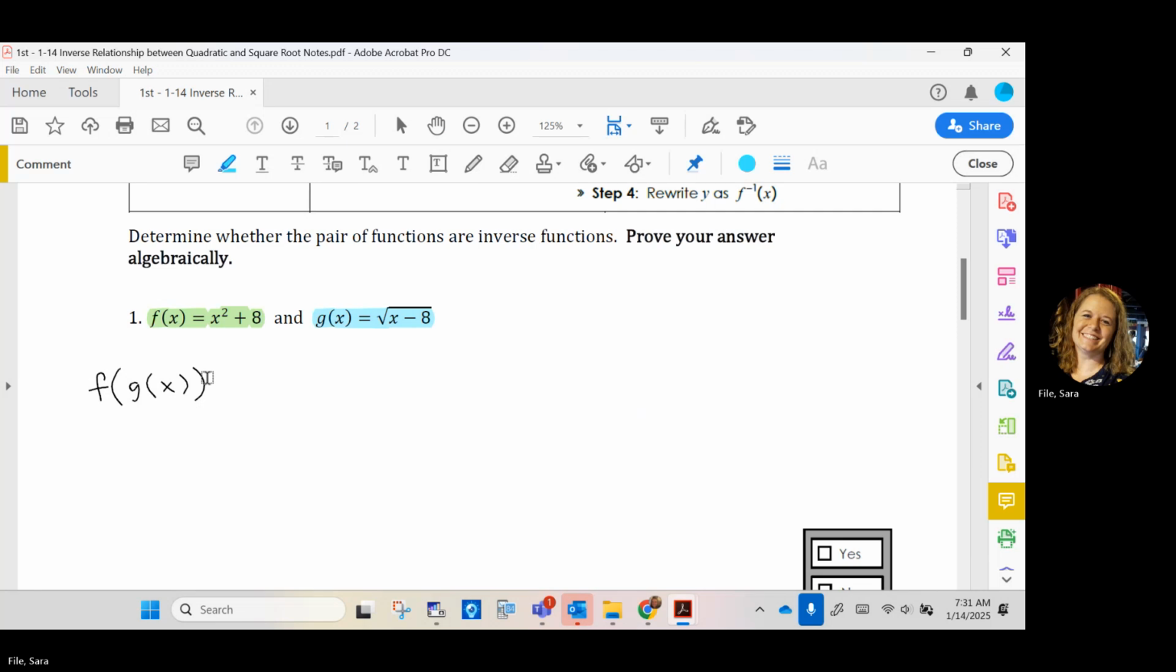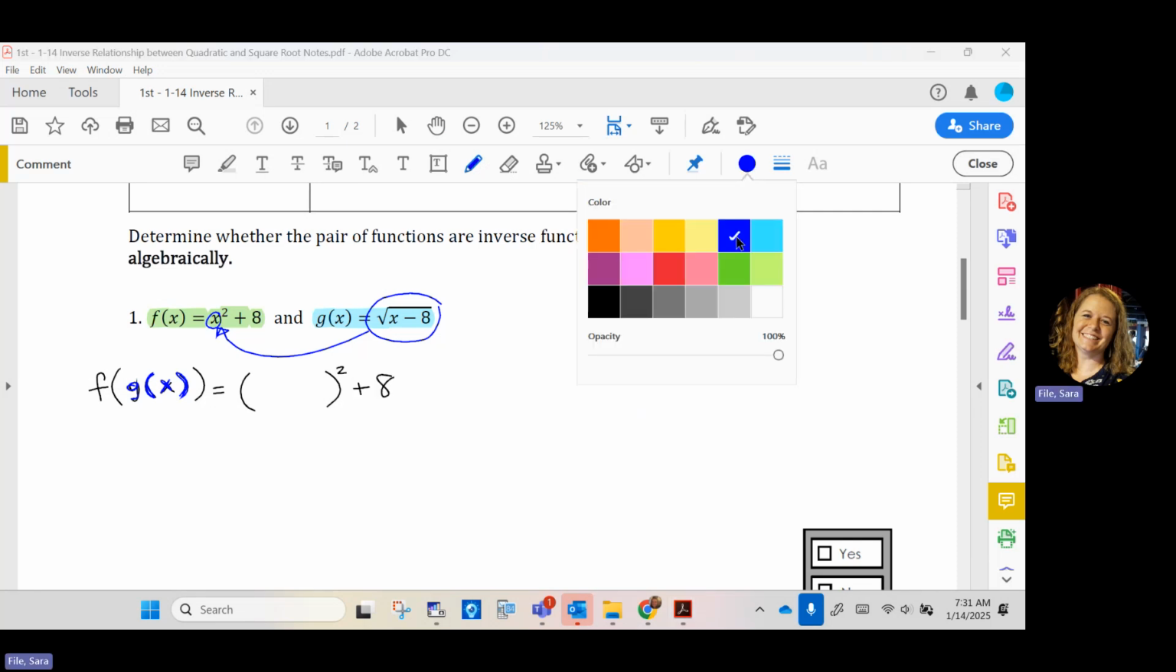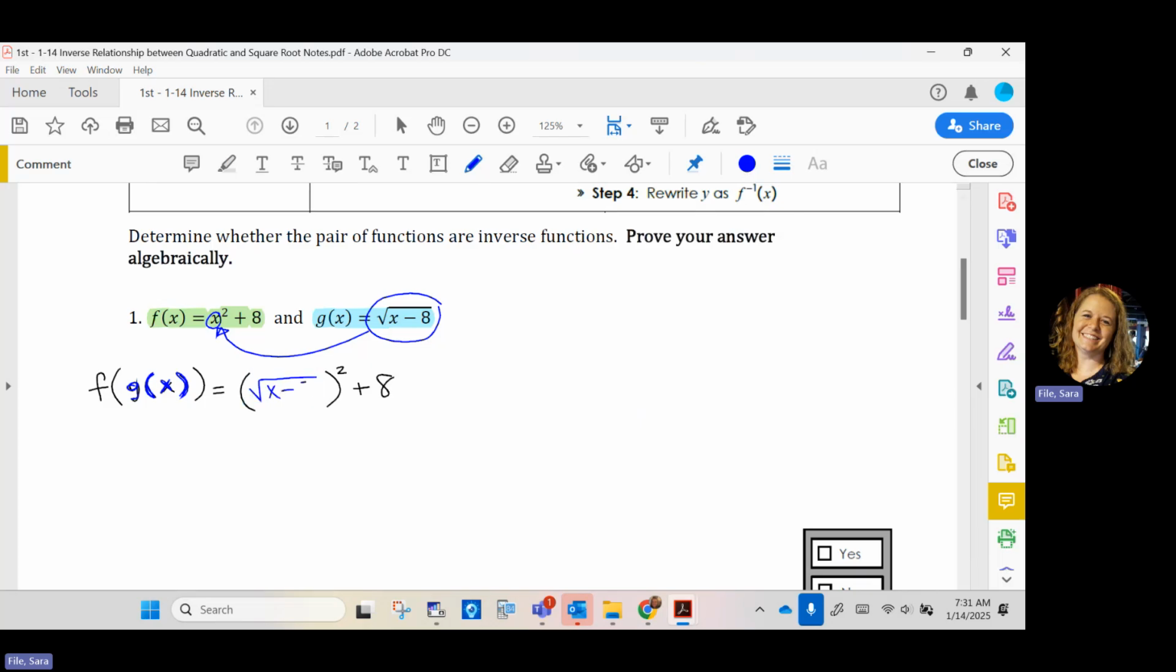Okay, well, maybe I'll just change my pen color then. We're taking the g of x function and plugging it inside the f function. So we're taking this and substituting it in here for x. So instead of x squared plus 8, we're going to have the square root of x minus 8, squared, plus 8. So you substitute g of x into the f of x function.